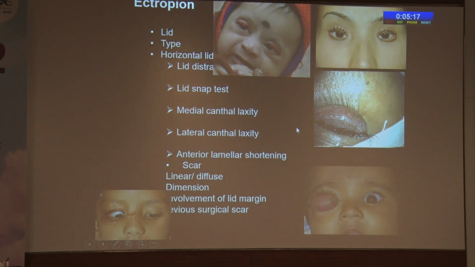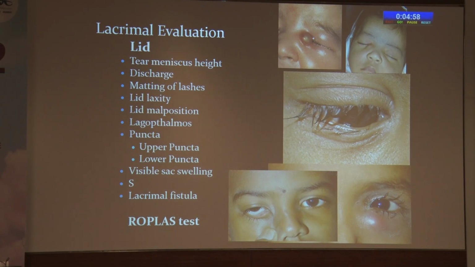So there are so many aspects which require to be looked into. You have to look at what causes the problem and what is the status of the problem, and you also need to look at all these aspects in order to manage these patients. Now let's look at another scenario.